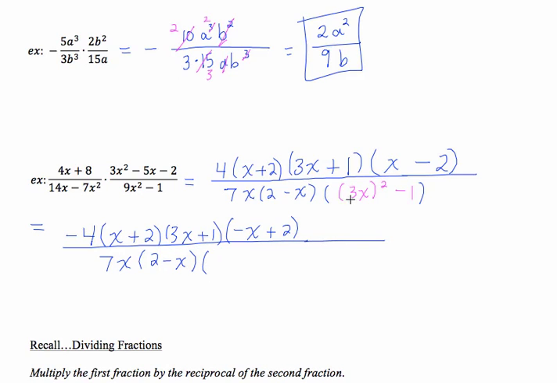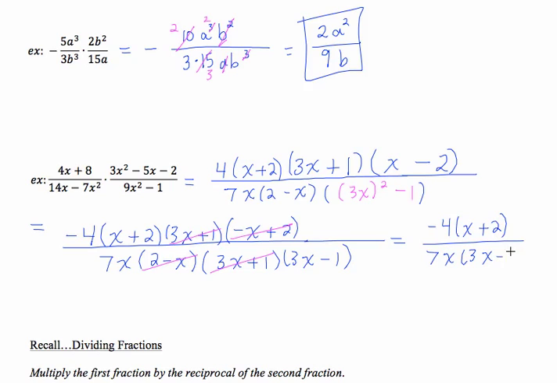Okay, all times, now this 9x squared minus 1, we'll factor into 3x plus 1 times 3x minus 1 by the difference of squares. Now this is definitely fully factored, and let's see, we have 2 minus x and 2 minus x, really, if you reorder those terms, so those cancel. We have 3x plus 1 over 3x plus 1, so those cancel. And I believe that's all. So we have -4 times x plus 2 all over 7x times 3x minus 1.